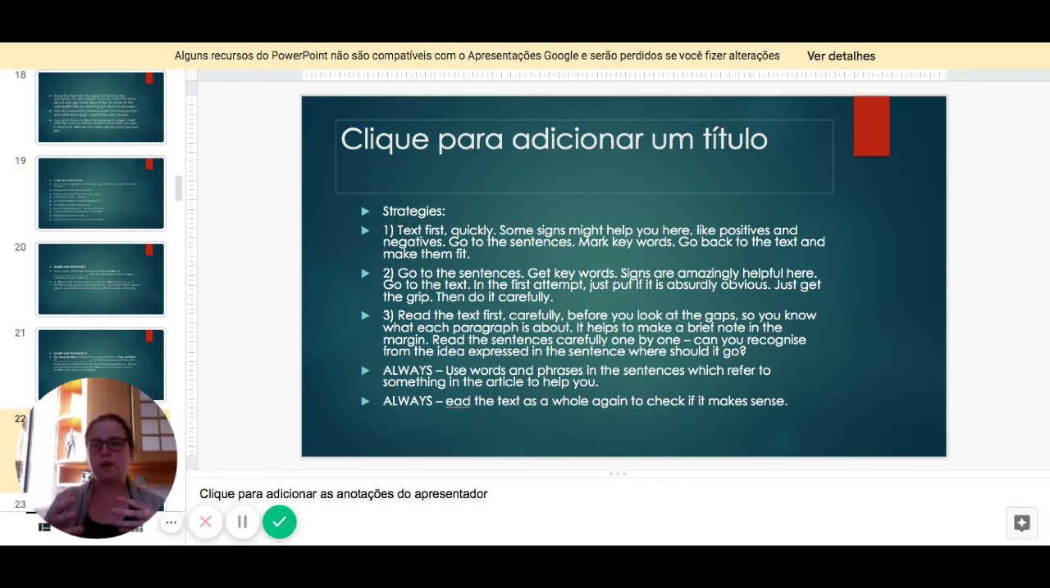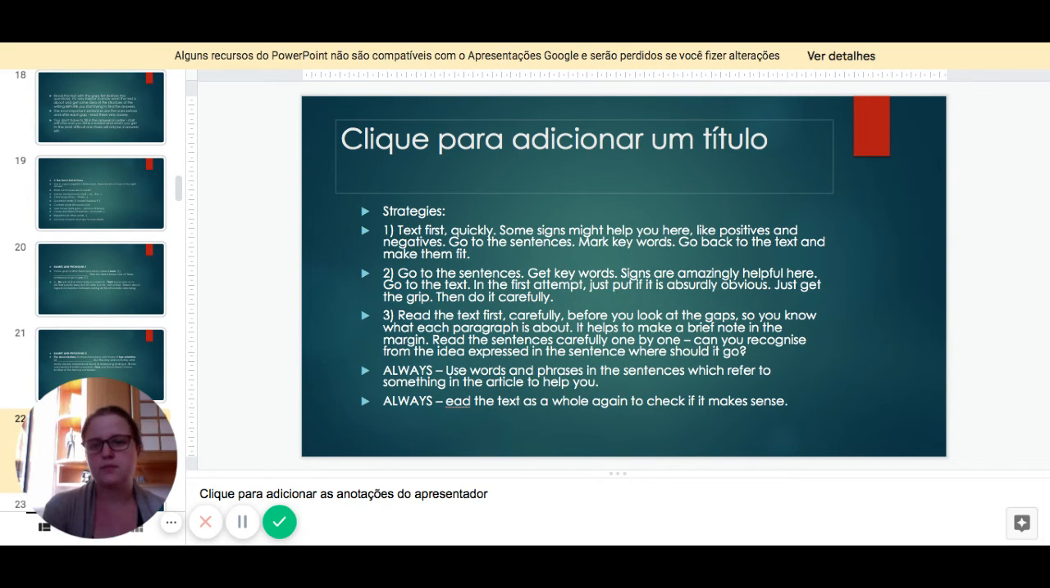So, strategies to tackle this exercise. You can read the text first with the gaps. Okay? Use signs to help you. So, little arrows, plus and negative, and so on. Go to the sentences, mark the keywords, go back to the text and try to fit them.